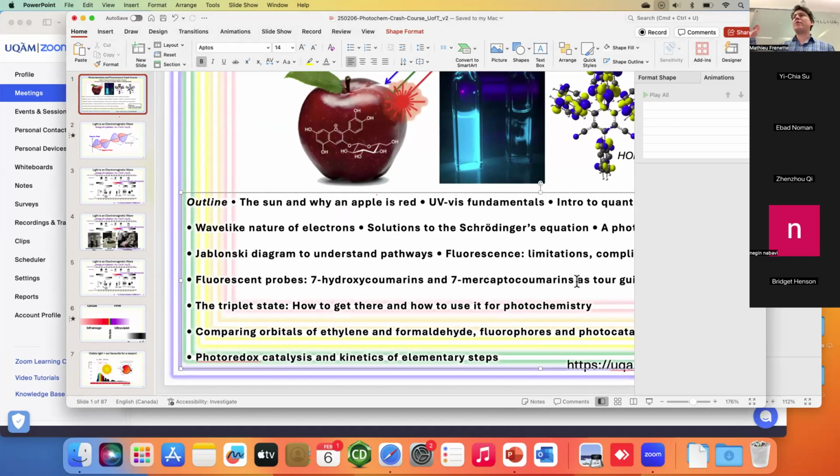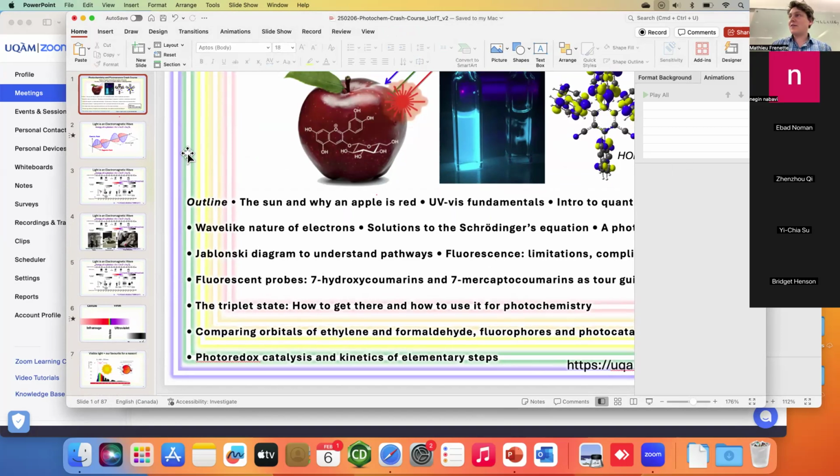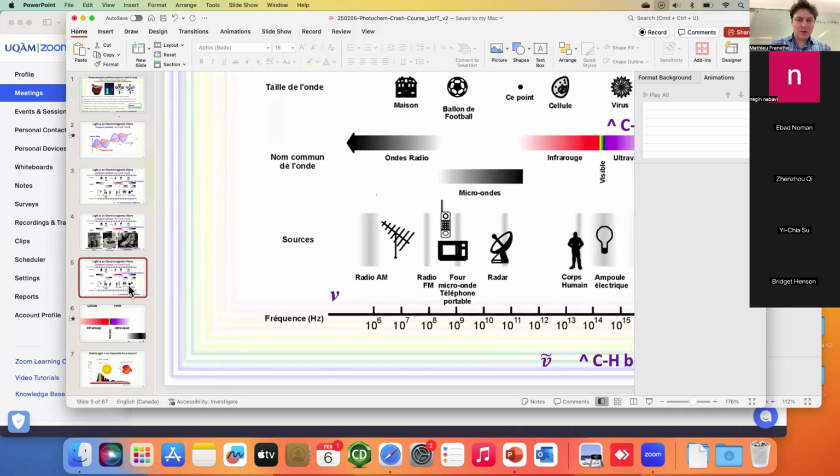Does anyone here work with fluorescent probes or more into photochemistry? So who here worked with fluorescence? Not that many. Okay, so I guess we have one or two. I would explain how computers work. Okay, so let's skip that.